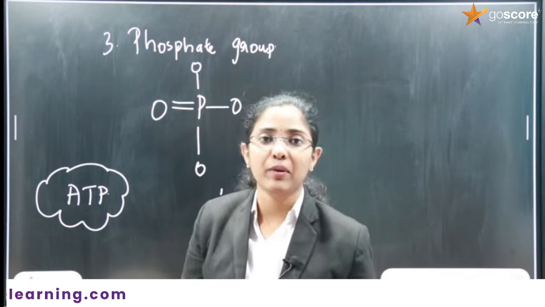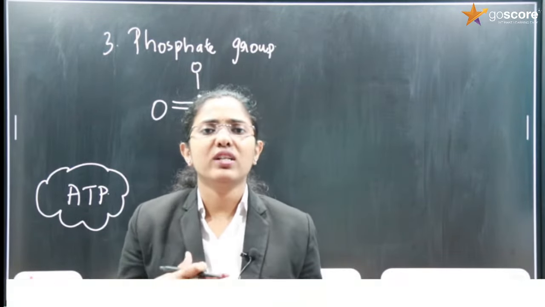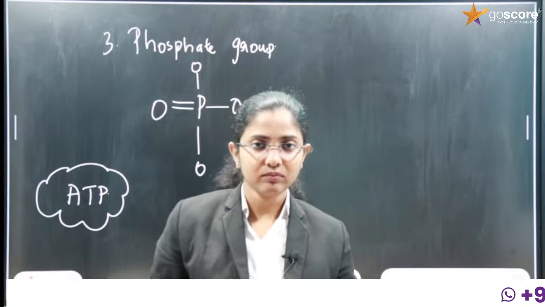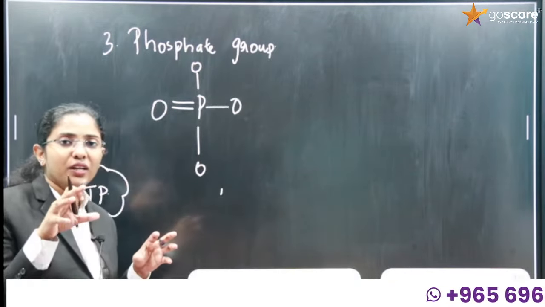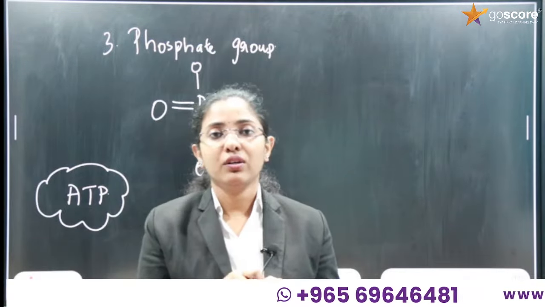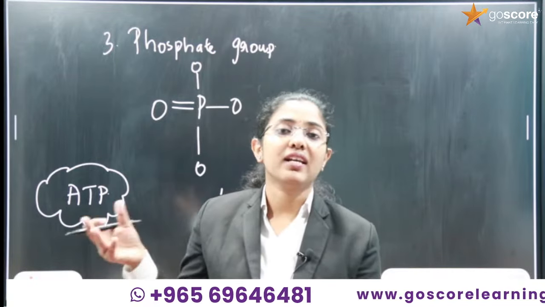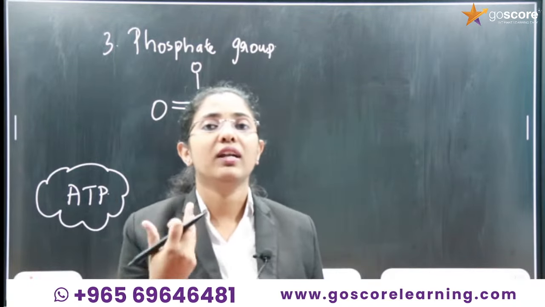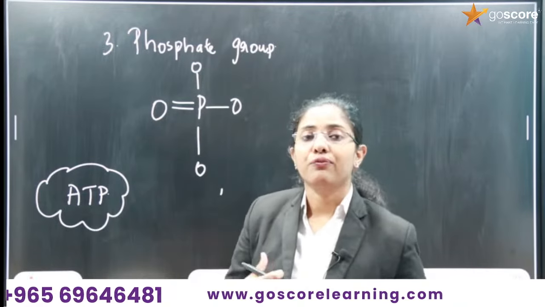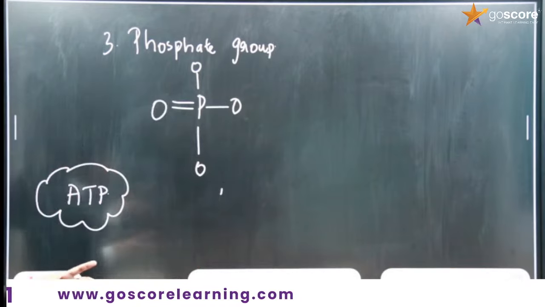What is actually ATP? It is adenosine triphosphate, right? What is adenosine triphosphate? Adenosine means adenine is attached with a ribose sugar. Adenine with ribose sugar, we call it adenosine. Then if three phosphate groups are attached, we call it adenosine triphosphate. Clear? So you have to connect everything with this.